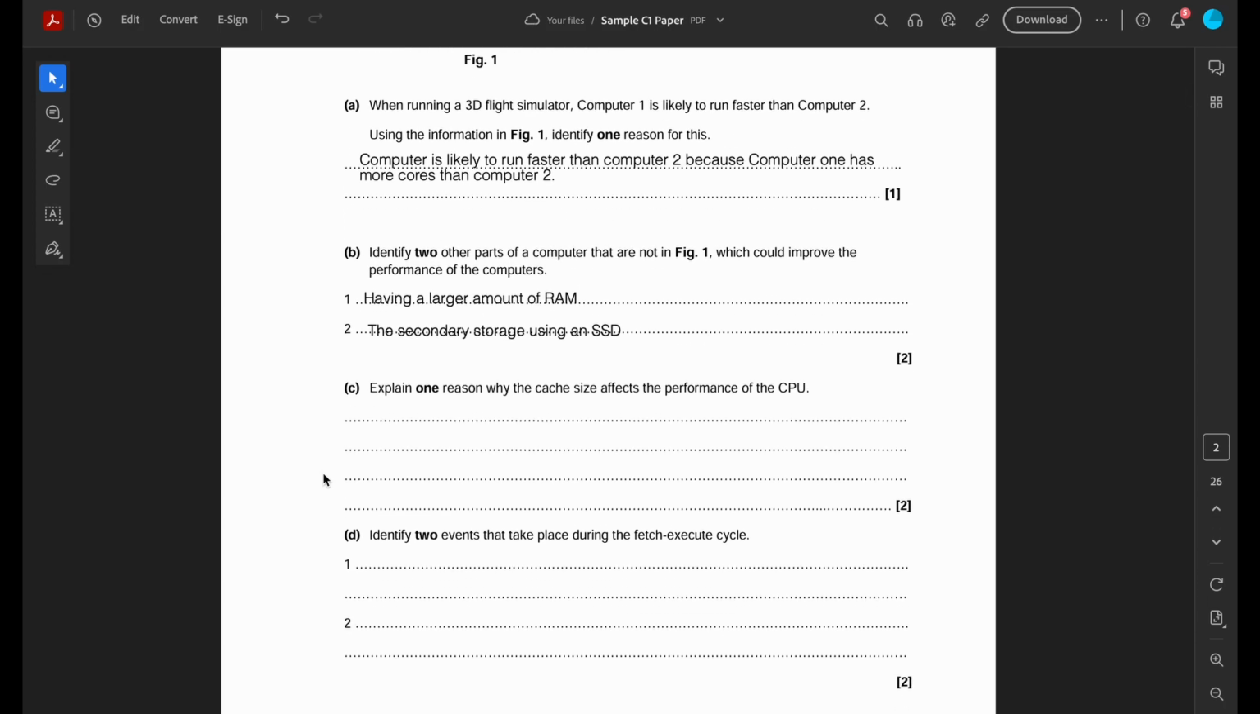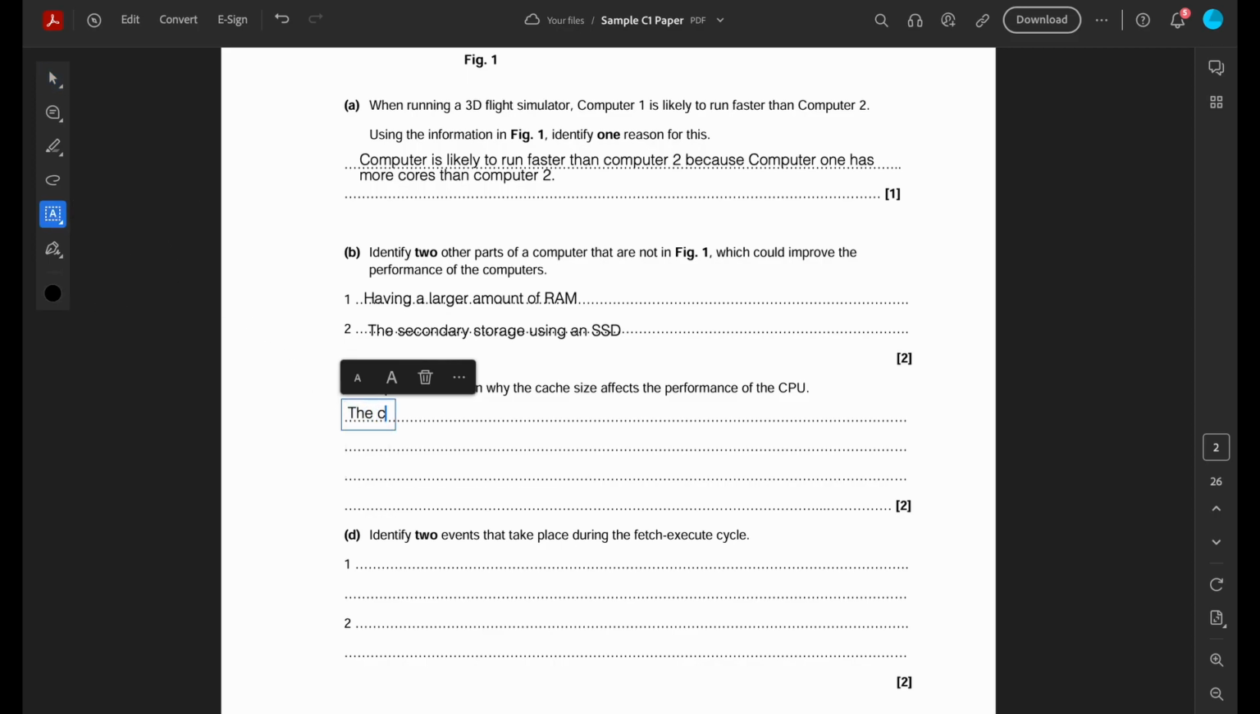Next one, explain one reason why the cache size affects the performance of the CPU. Now, my students often will say, and we're not going to write this on the paper, that it's because the cache is closer. That is technically true. In most CPUs, the cache is built into the actual chip, so it's very close to the cores, which do the processing. However, that's not going to get us a mark in the exam, so we're going to write something else.